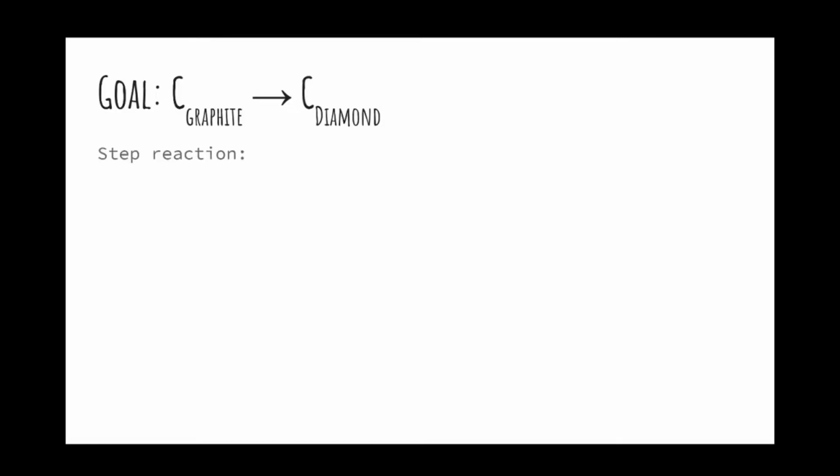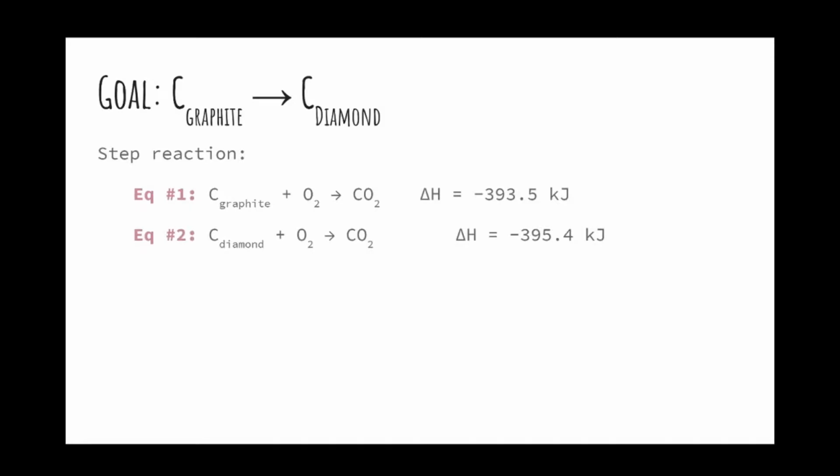And I'm given two reactions. So I have graphite plus oxygen will produce carbon dioxide, and I have diamond plus oxygen will produce carbon dioxide. So we're going to be looking at this.